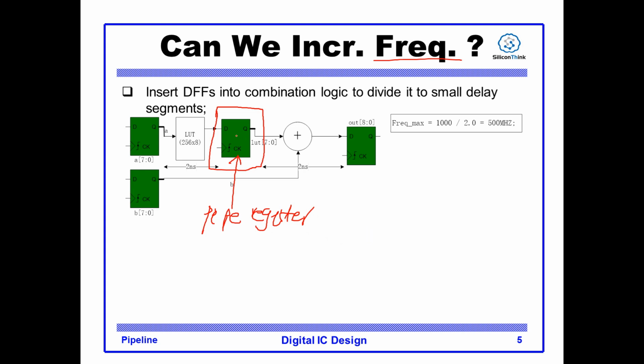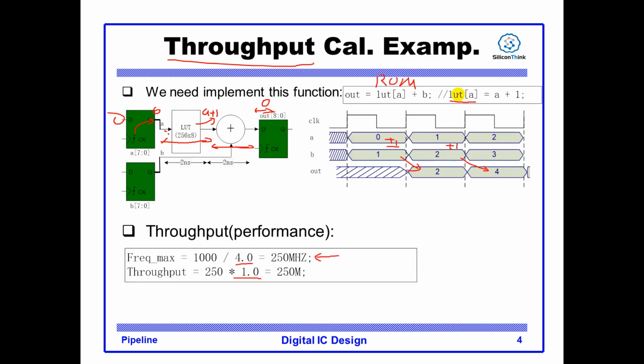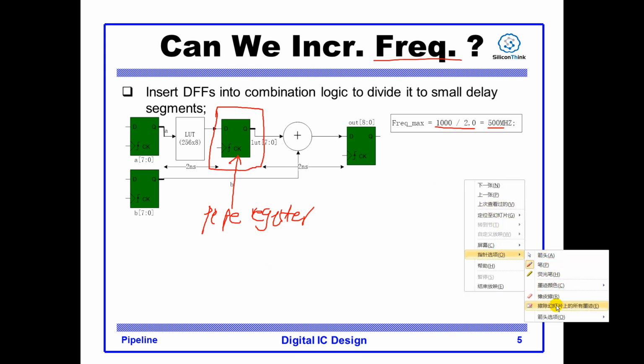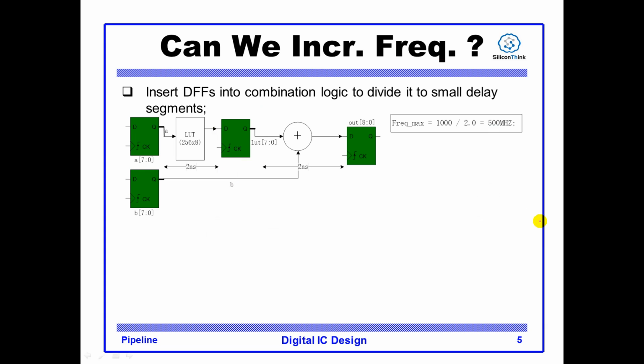So after the insertion of this register, the frequency can be 500 megahertz. That is doubled. Yes, it's doubled compared to the last circuit. And let's check the waveform for this circuit.